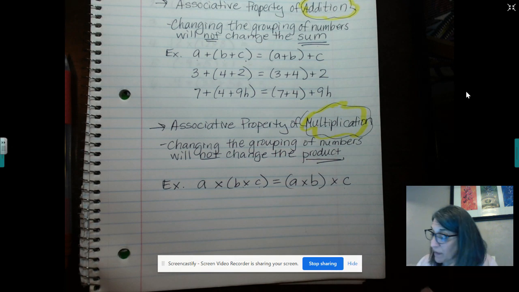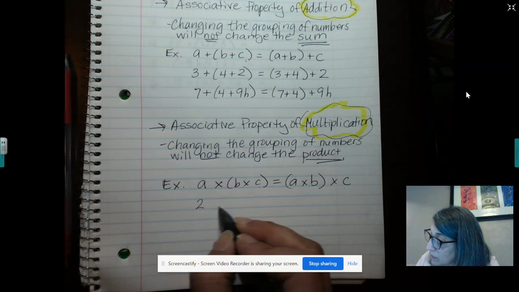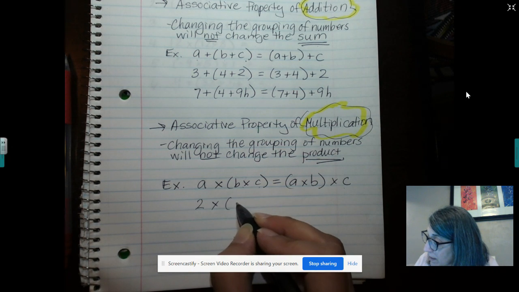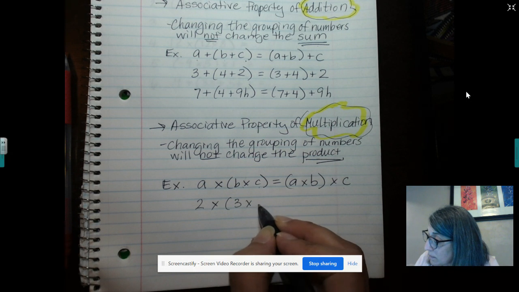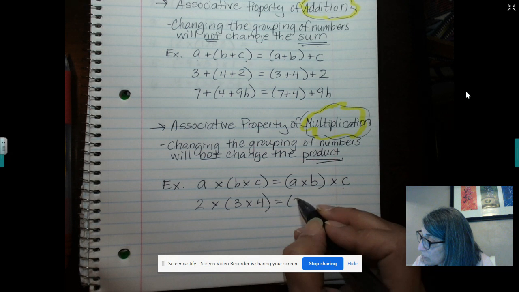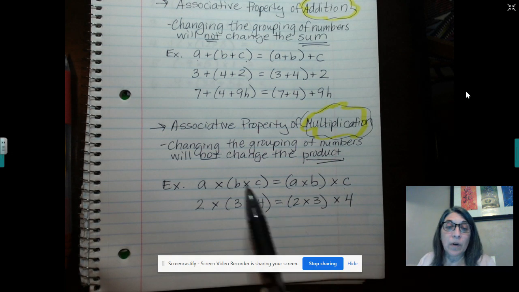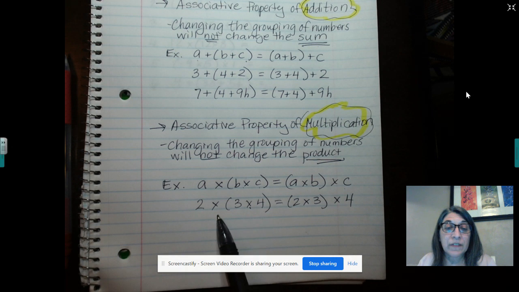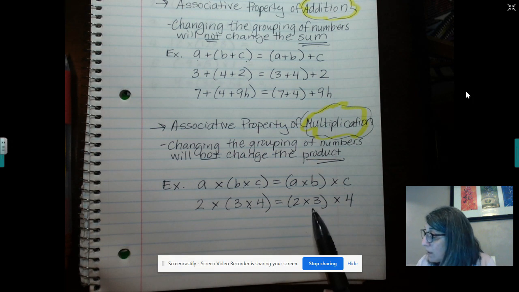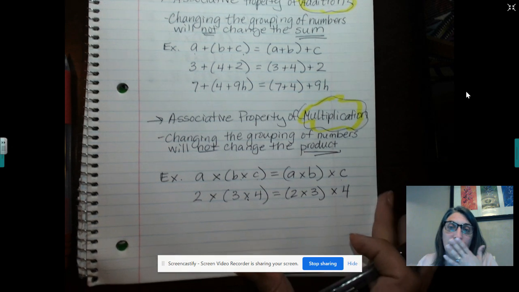So again, we could fill it in with some numbers. Let's just use 2 times 3 times 4. Okay, and then I would do 2 times 3 times 4. So let's see if that really works. 3 times 4 is 12, times 2 is 24. And on this side, 2 times 3 is 6, times 4 is 24. So they're both equivalent, they're both equal to 24.